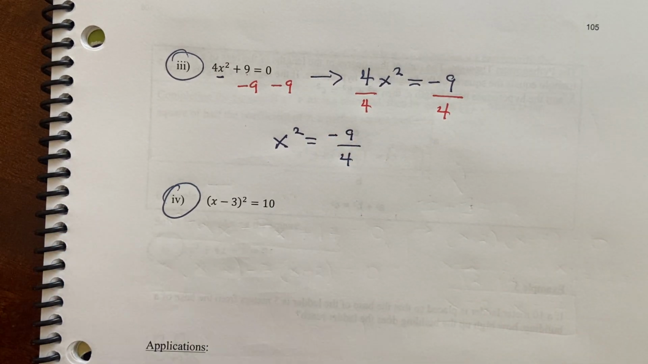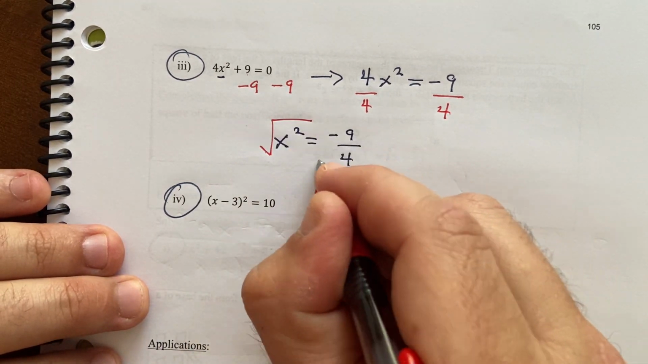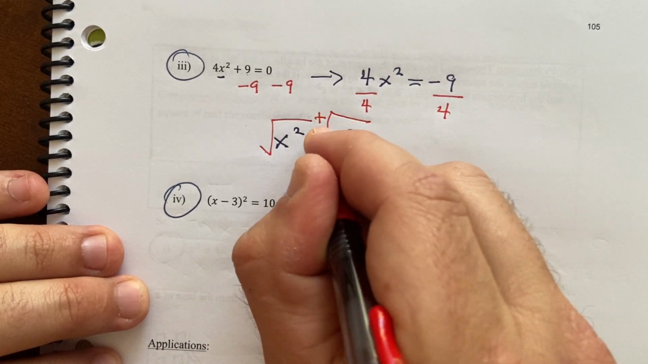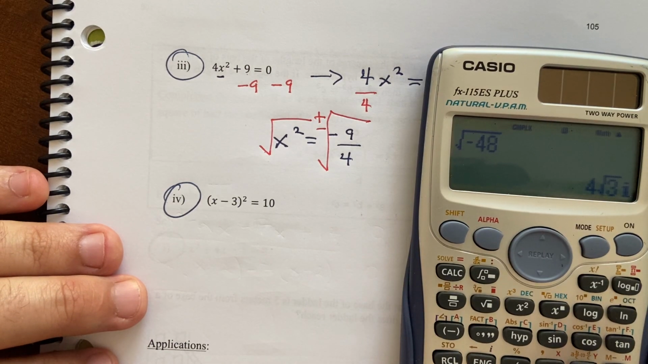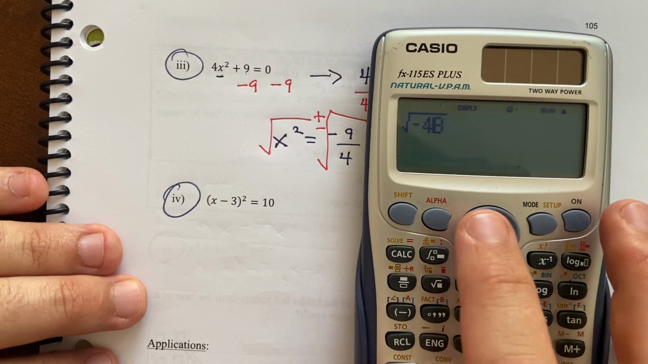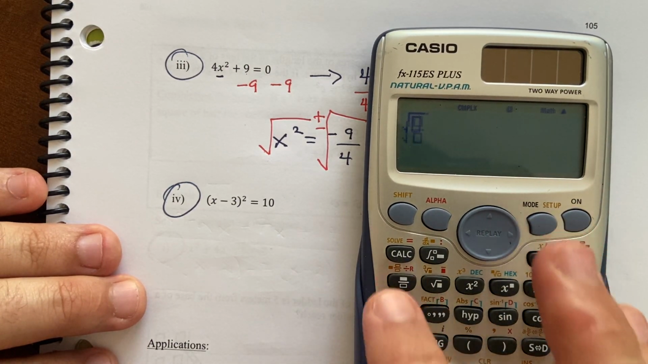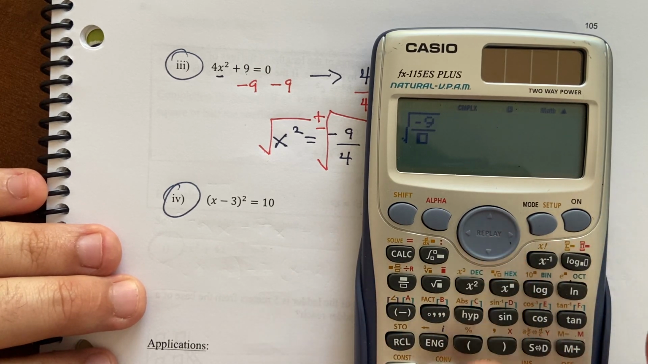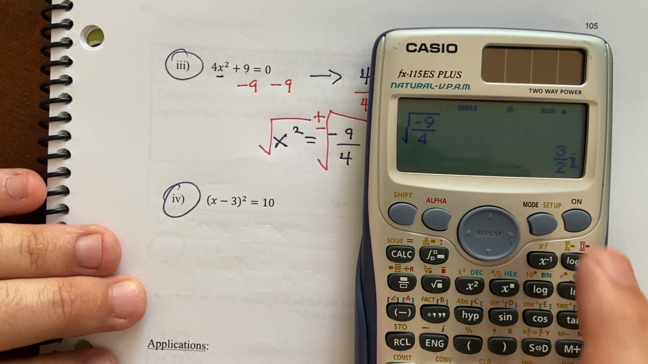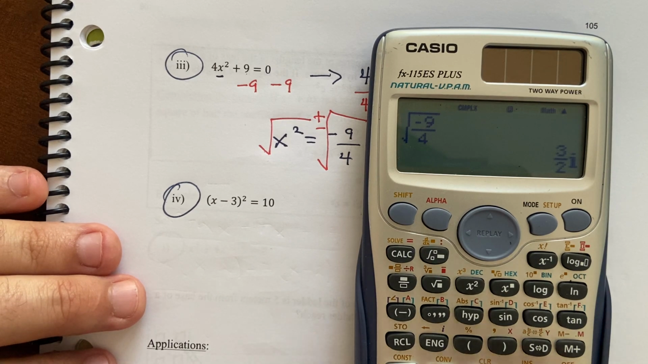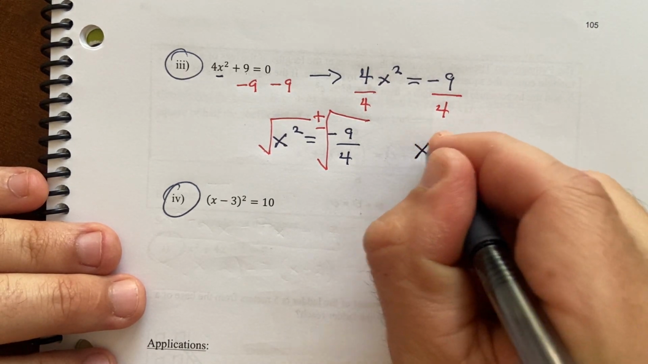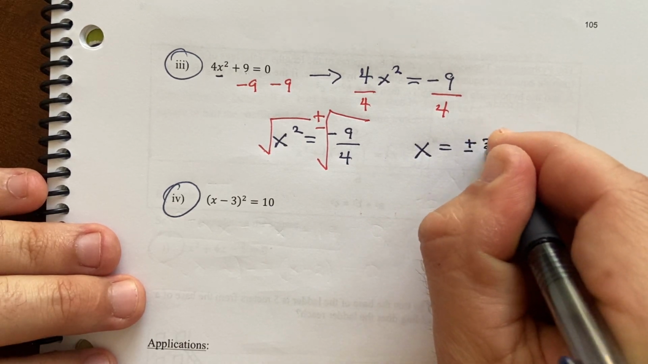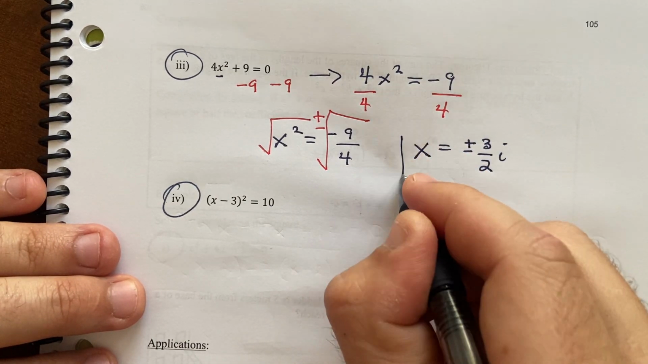And now I will take a square root, making sure to write plus and minus on the side with the number. And I'm taking a square root of a negative. So maybe I'll go in here and go negative 9/4, press equals. It's spitting out 3/2 i. So x would be equal to plus and minus 3/2 i.